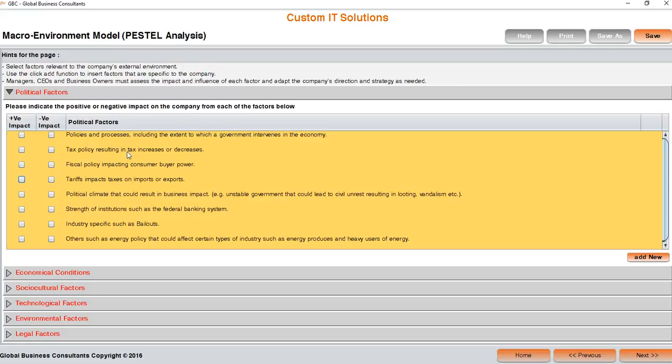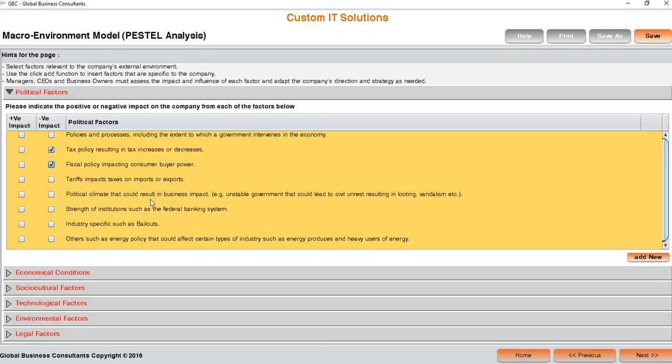Tax policy resulting in tax increases or decreases. I'm going to say that any tax increases can negatively impact our business, and therefore we should plan for that. Fiscal policy impacting consumer buying power. Yes, any sort of policy that impacts our consumers' buying power is going to have a negative impact on our business. Tariffs and taxes on imports or exports. I'm just going to leave that blank because I don't believe that impacts our business.